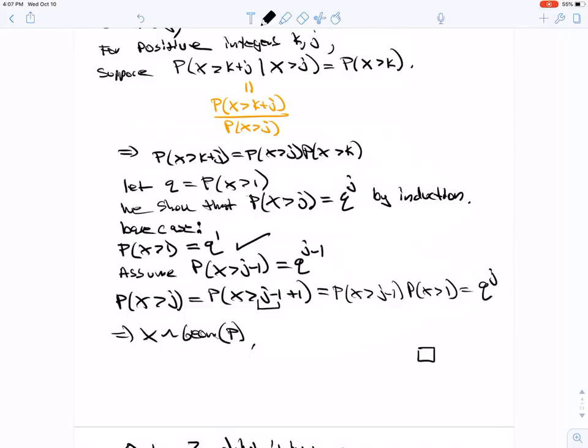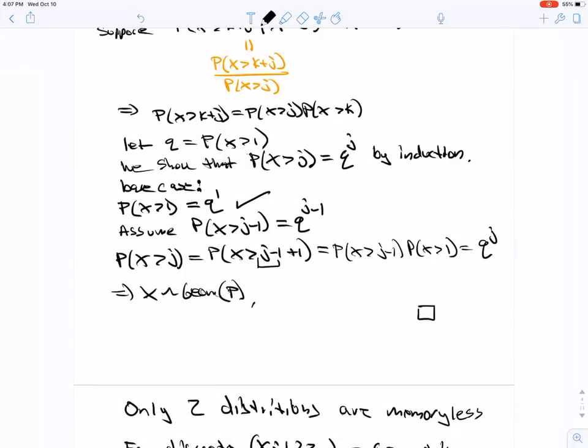The base case holds trivially here. So we're going to assume that the probability of X greater than j minus 1 equals q to the j minus 1. And then the probability that X is greater than j, using our assumption here, is equal to q to the j, so X is geometric.